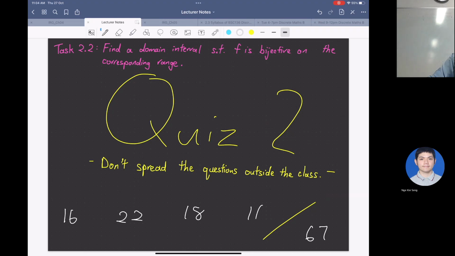There's a correction on 2.2. The question is not complete. Find a domain interval such that f is bijective on the corresponding range. You can read, but don't start yet. You can write down your name, English name, and uni ID, student number. Let everyone get the question first.